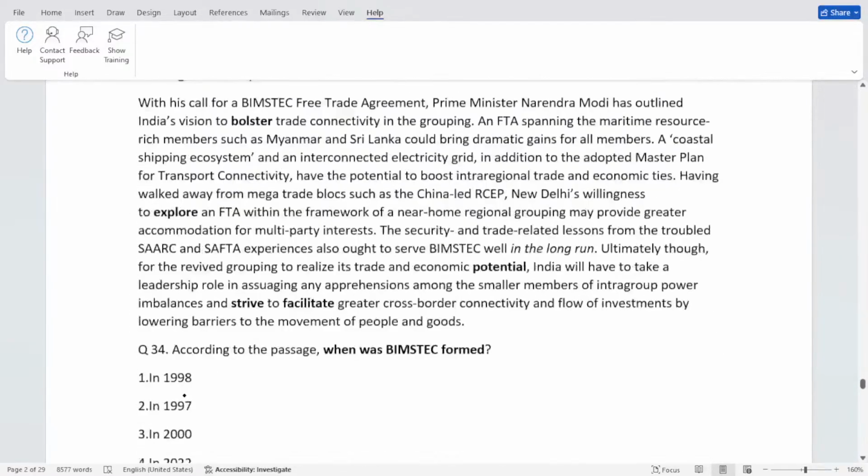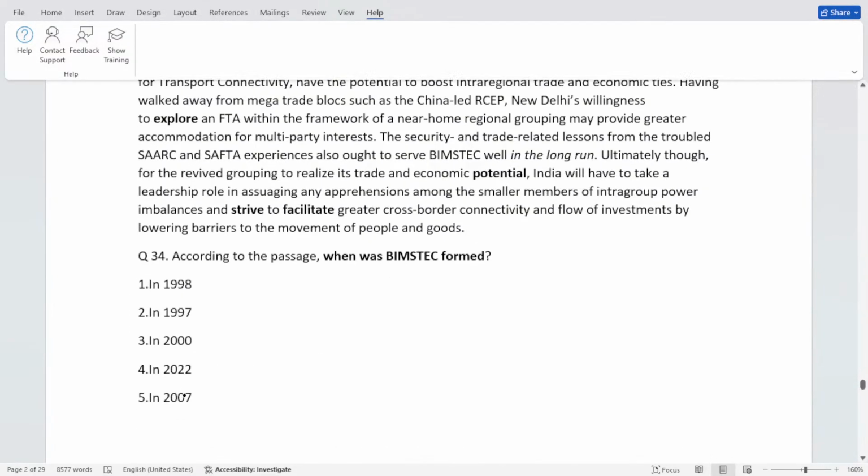So next we will go for the next question. According to the passage, when was BIMSTEC formed? From the paragraph only, please let me know the answer. In 1997. So now we will go for the next question.